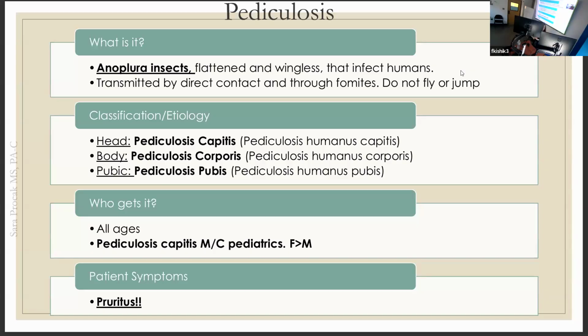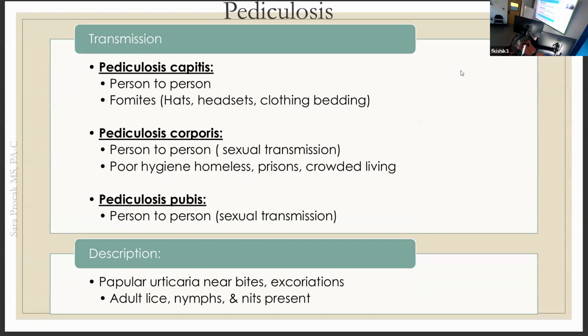So we pretty much covered everything on this slide. I'm going to just keep it moving. How are we going to be able to describe what we're seeing and identify when there is an infestation present? Well, you're going to see the adult insects, you're going to see the nymphs, and you're going to see nits, the physical manifestations of these insects. But you're also going to see a papular urticarial rash at the site of the bite, and excoriations because your patient's going to be scratching. It's going to make them very itchy.